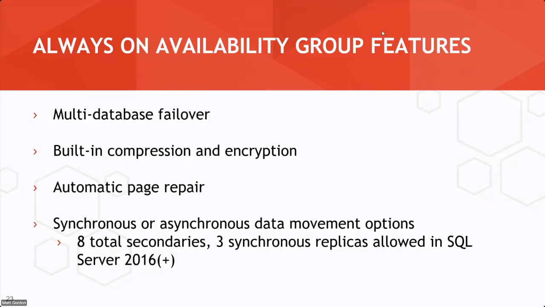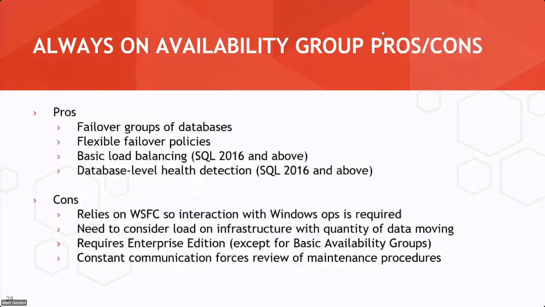This also gives us the ability to move data synchronously or async, which is nice. So this is the first thing we've talked about that you can, I would say, fairly reliably say is real time on a replica, because you can set it up in synchronous mode and it won't commit anywhere until it commits everywhere, more or less. You can have 8 total secondaries, 3 synchronous replicas allowed, 2016 and later.